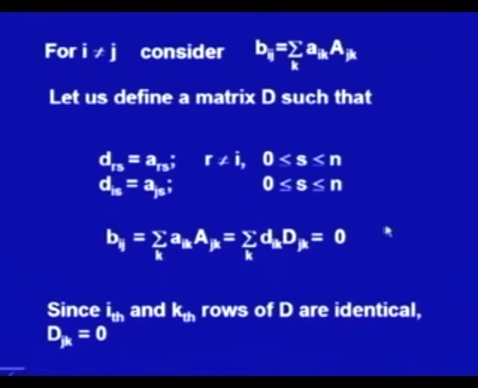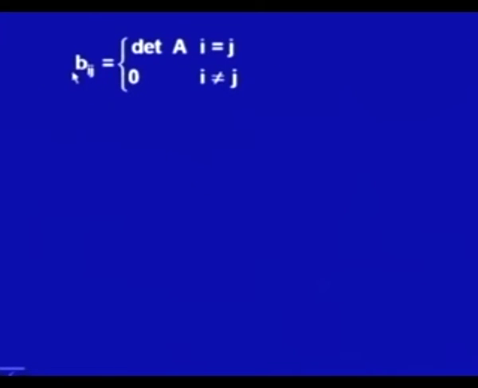Now, one may notice that since the ith and kth rows of D are identical, all the cofactors Djk will be 0, because the ith and kth rows of D are identical. That simply means that Bij is 0 whenever i is not equal to j, and this simply means that Bij is equal to determinant A when i is equal to j, and it is 0 when i is not equal to j.